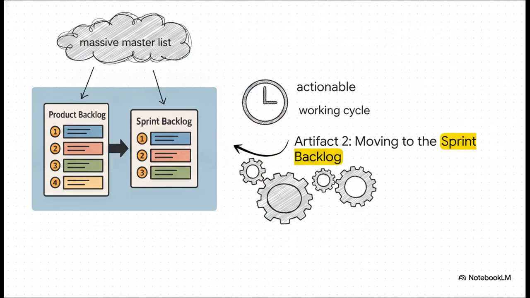But obviously, we can't build that entire master list all at once, right? So the team evaluates the product backlog and pulls only the top priority items, say just the core notification engine, directly into Artifact 2, the sprint backlog. This smaller, highly focused list becomes the team's absolute, non-negotiable to-do list for their current working cycle.